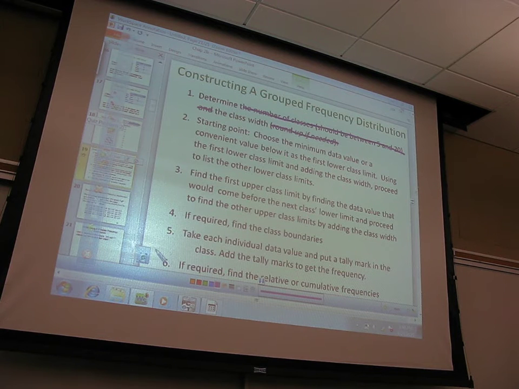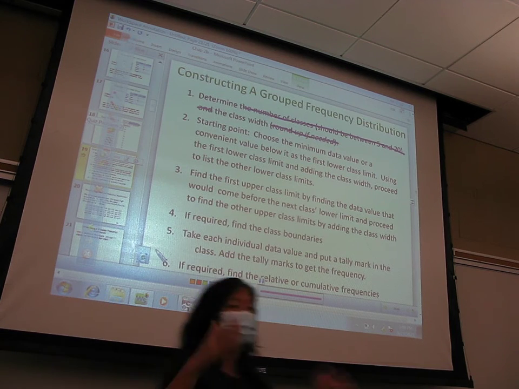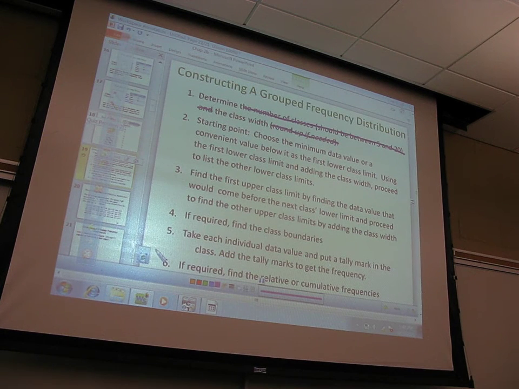Great. So then, once you find your first lower class limit, then find all the rest of the lower class limits. Don't try to find everything for the first class. Find all the lower class limits. Find that whole column. How do you find it? Add what, guys? Class width. You add the class width to find all the rest of them.